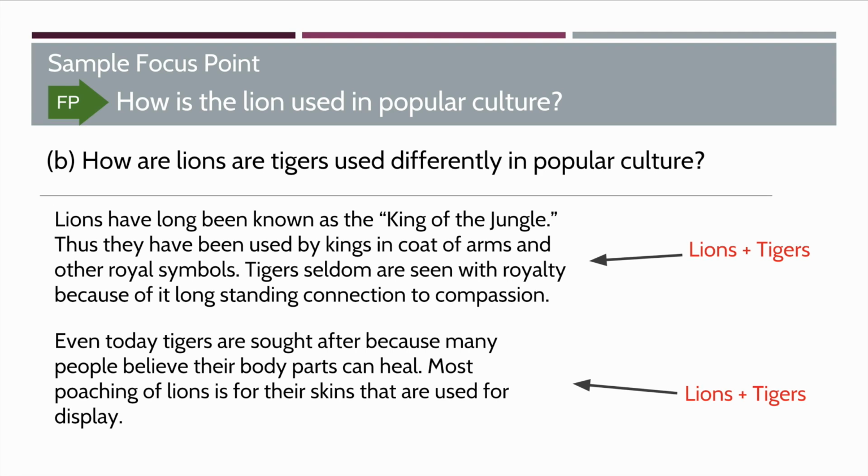Let's, for example's sake, take a look at our second paragraph. Even today, tigers are sought after because many people believe their body parts can heal. Most poaching of lion is for their skins that are used for display. So once again, what I'm trying to do is talk about tigers and how they are related mainly to health-related advertisements in popular culture, and how the lion is not used in that capacity. It's done in a very different way.